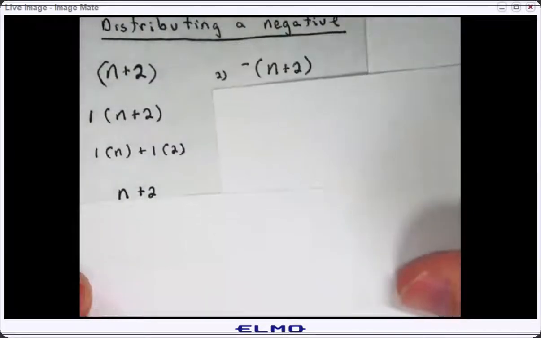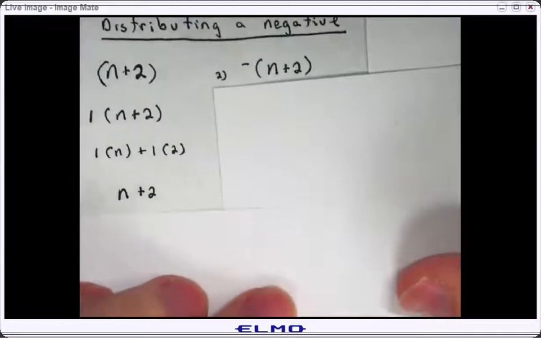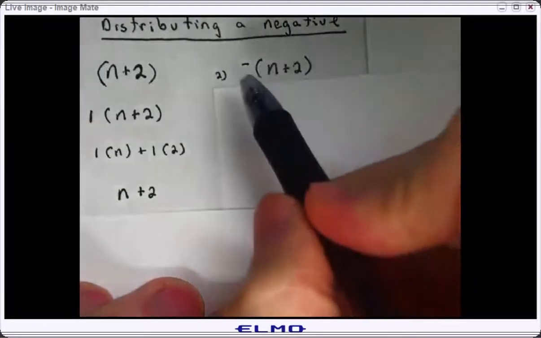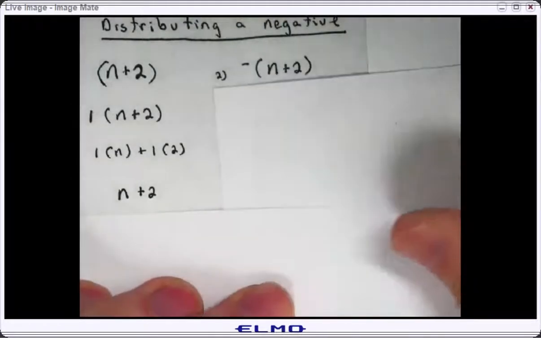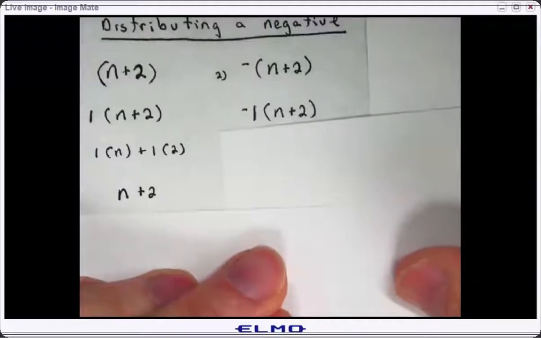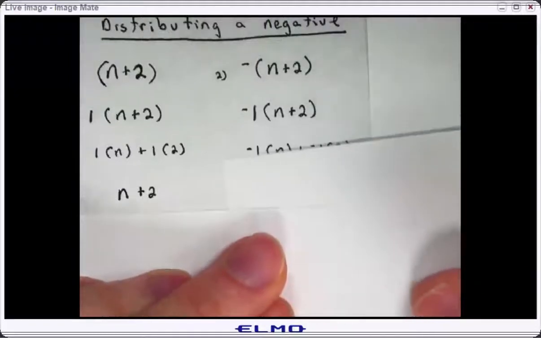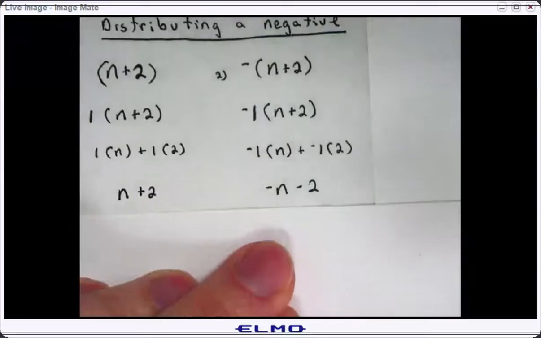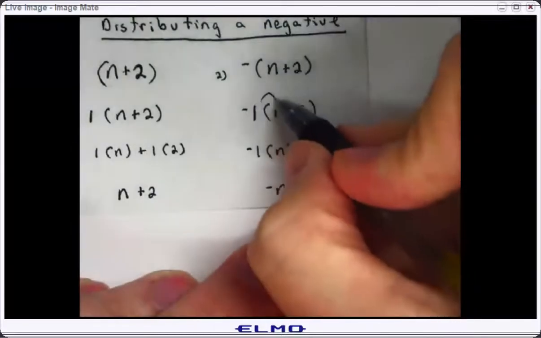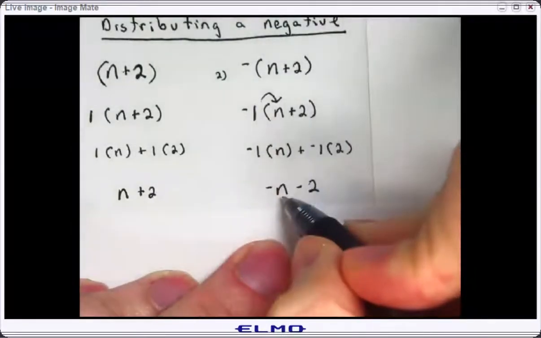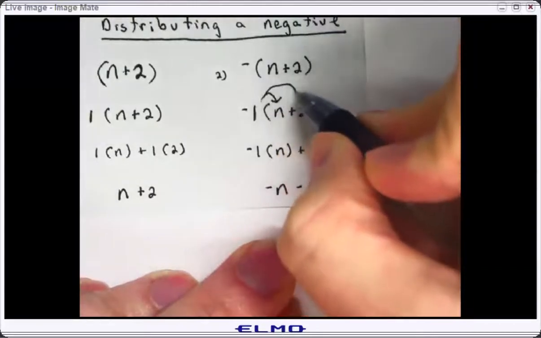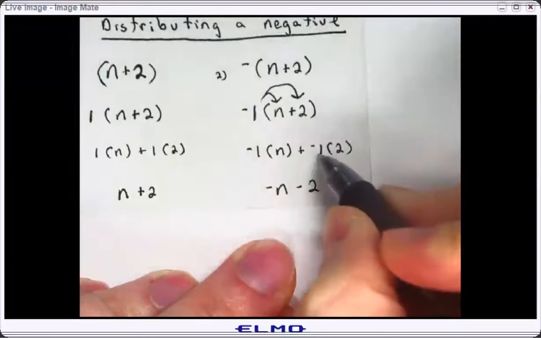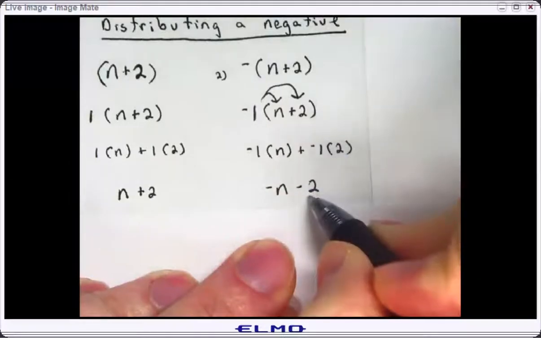But if we run into one like number 2, where we have a negative outside, now it matters. I have to actually distribute this negative to the 2 terms in parentheses because there's understood to be a negative 1 there. And negative 1 times n is negative 1n, most simply written negative n. And negative 1 times 2 is negative 2.